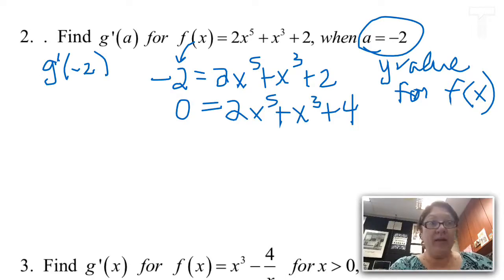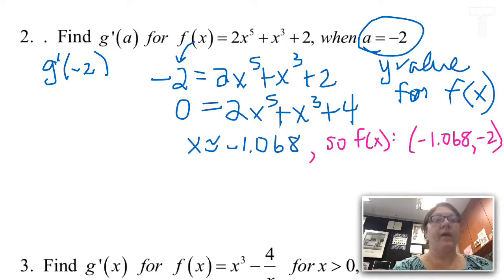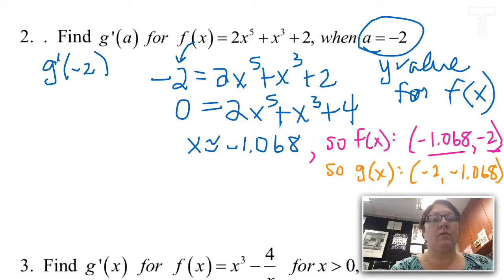This doesn't factor, so I'm going to have to put it into my calculator to solve. So I want you to stop the video and do that first. Find the solution. I got negative 1.068, so now I know that's the x value, and I already have the y value, which means g of x generates the mirror image point, and I need to know the slope on f of x at this x value.